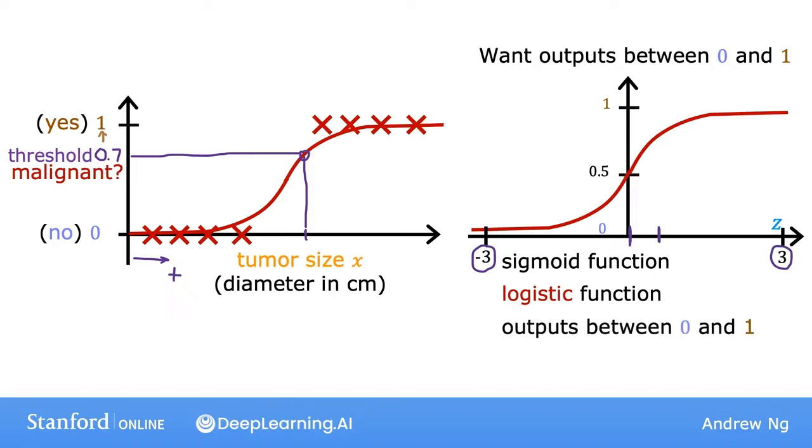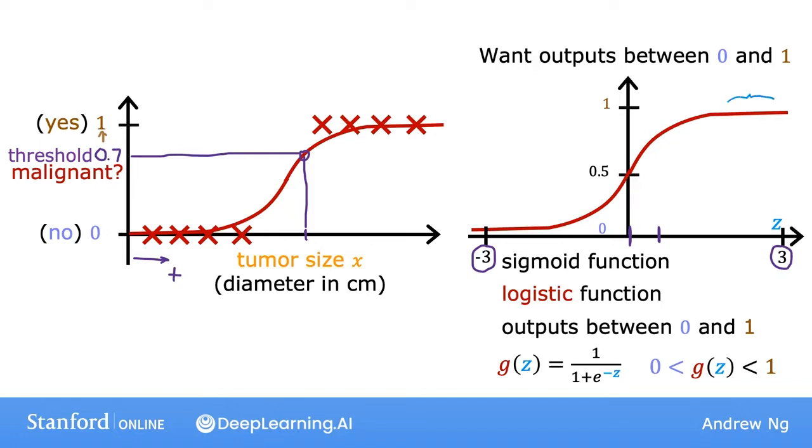So the sigmoid function outputs values between 0 and 1. And if I use g of z to denote this function, then the formula of g of z is equal to 1 over 1 plus e to the negative z, where here e is a mathematical constant that takes on a value of about 2.7. And so e to the negative z is that mathematical constant to the power of negative z.